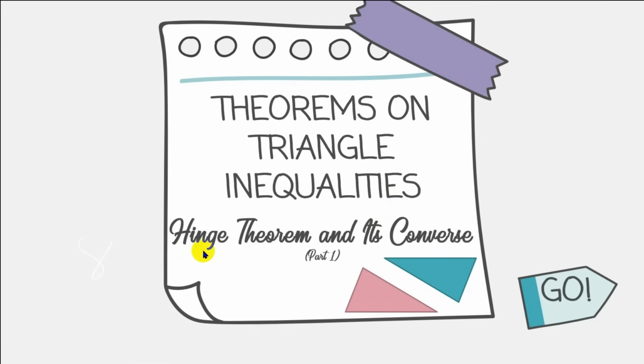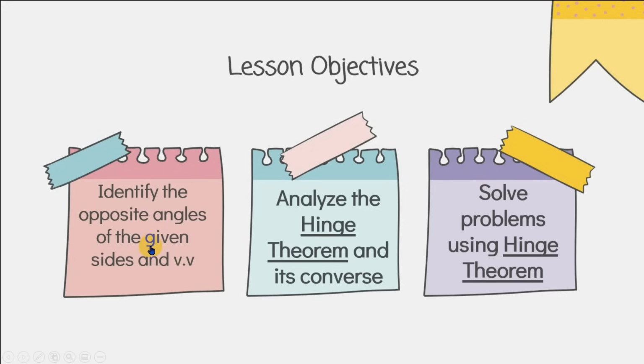We're going to talk about the Hinge Theorem and its converse, part 1, under the theorems on triangle inequalities. This is the last triangle inequality theorem that we are going to discuss, and in this video we have these lesson objectives. First, identify the opposite angles of the given sides and vice versa. Second, analyze the Hinge theorem and its converse. And the last one is solve the problems using the Hinge theorem.